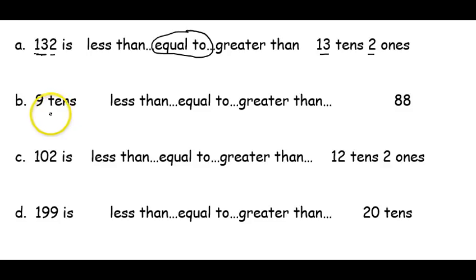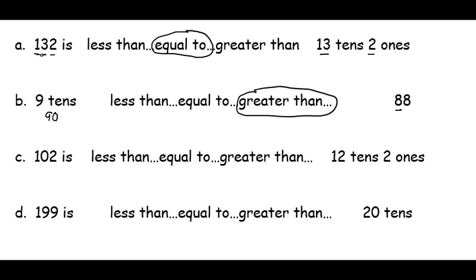Now I have 9 tens. 9 tens is the same thing as 90, and I'm comparing that to 88. Well, 88 only has 8 tens. So 9 tens would be greater than the number 88.